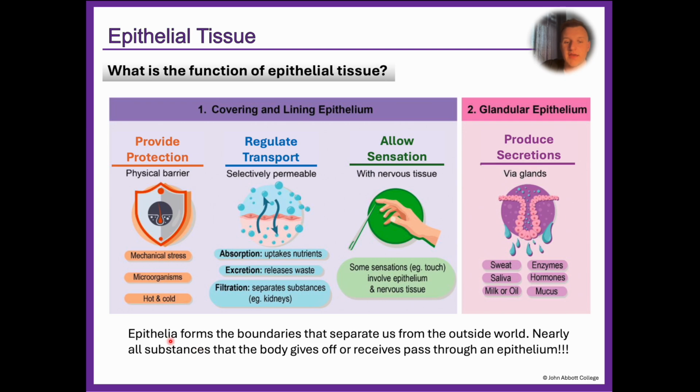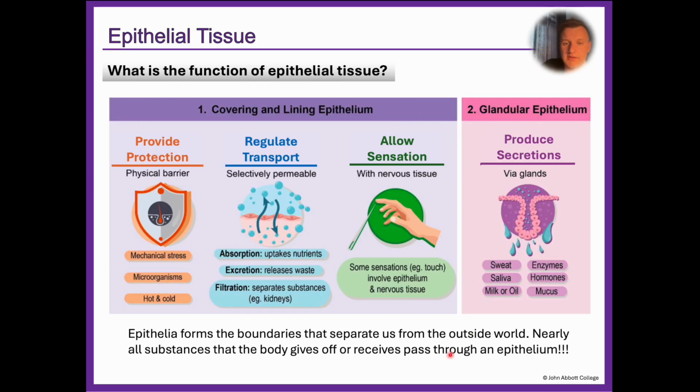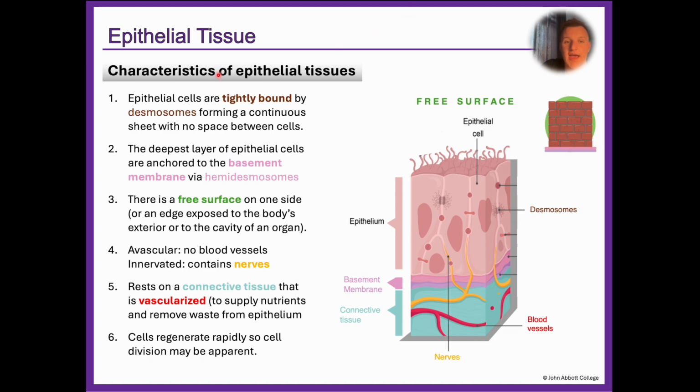Epithelia forms the boundaries that separate us from the outside world, right? That's what the covering and lining ones do. Nearly all substances that the body gives off or that it receives need to pass through some kind of an epithelium, right? So it's important. Epithelial tissue is very important. All epithelial tissue, right? All of them have certain characteristics that I want to talk about.